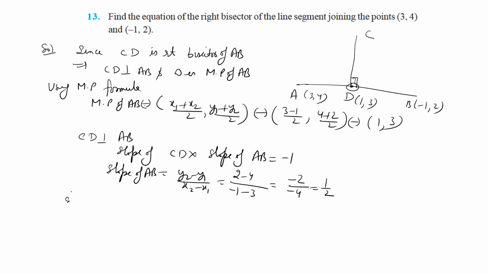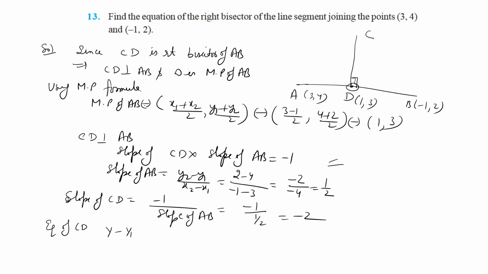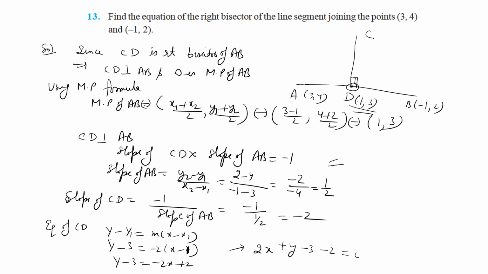Now what will be the slope of CD? Slope of CD will be the negative reciprocal. You can use this condition. Slope of AB is 1 by 2, so the negative reciprocal means the slope is minus 2. So the equation of CD, using y minus y1 equal to m times x minus x1, passes through the point 1, 3. So y minus 3 is minus 2 times x minus 1, since x1 is 1. So I get y minus 3 is minus 2x plus 2. So 2x plus y minus 3 minus 2 is equal to 0. So 2x plus y minus 5 equal to 0 is the desired equation.